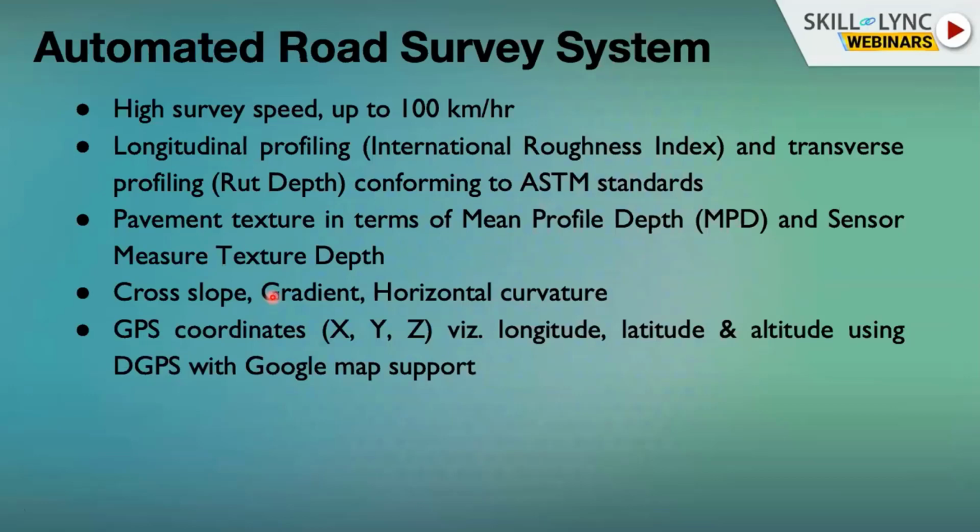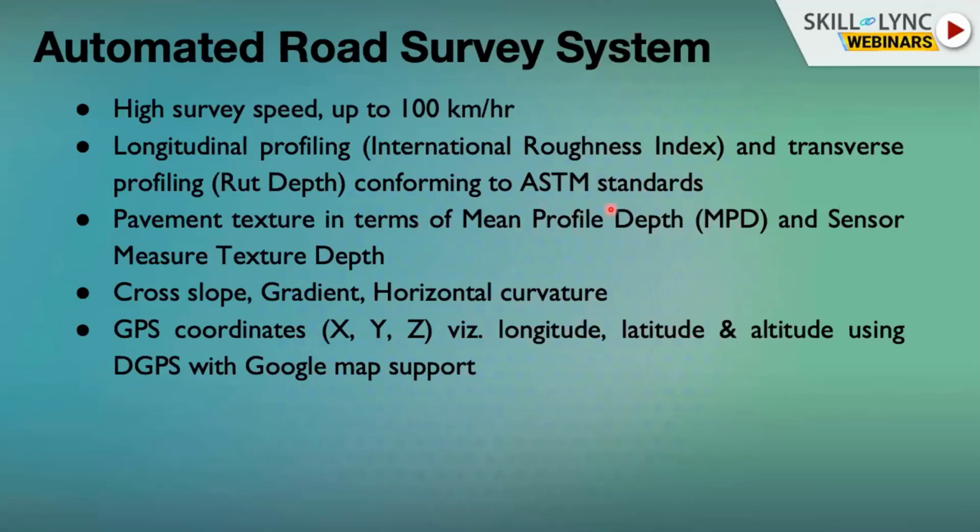All you need to do is sit in the vehicle and switch on all the systems, and it will collect the data for you. Then you do some post-processing data analysis, and ultimately you can get the actual functional data of a pavement. It gives you the longitudinal profiling. Longitudinal profiling is nothing but the roughness parameter, measured in terms of International Roughness Index.